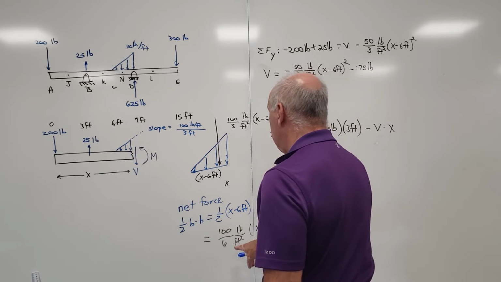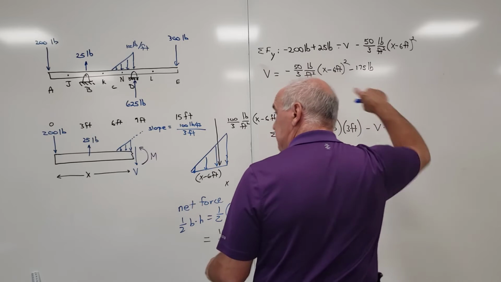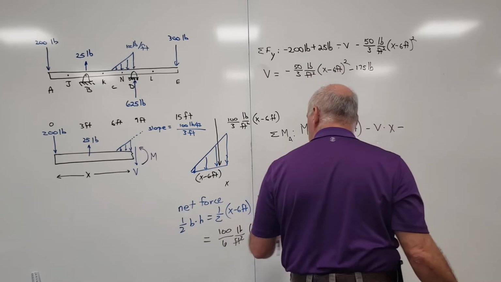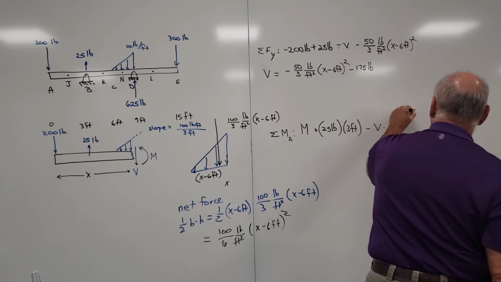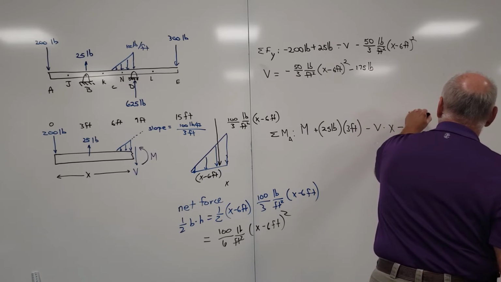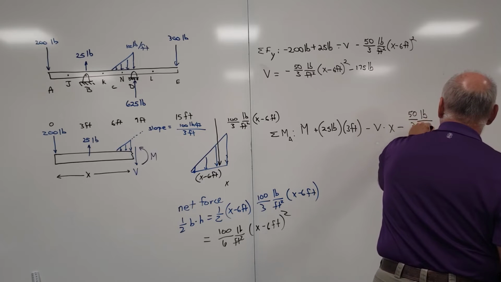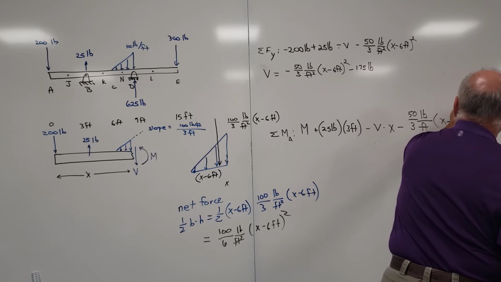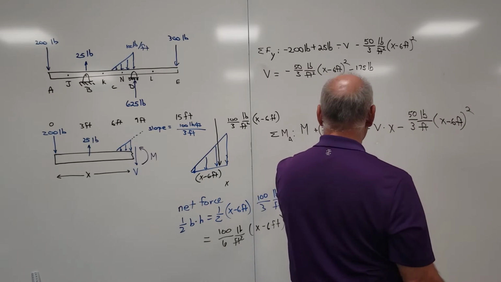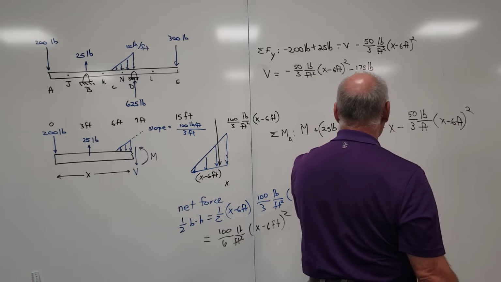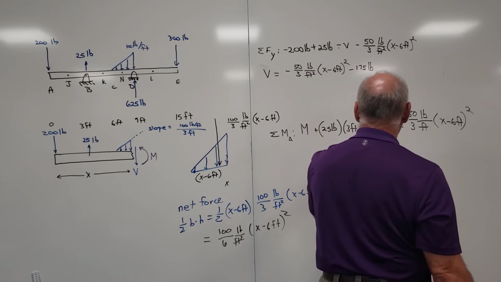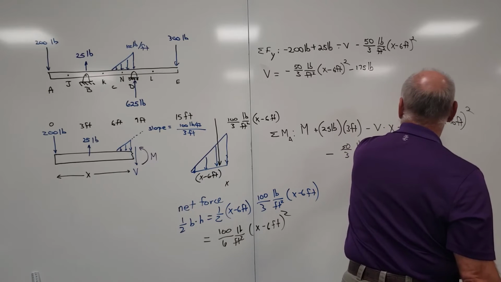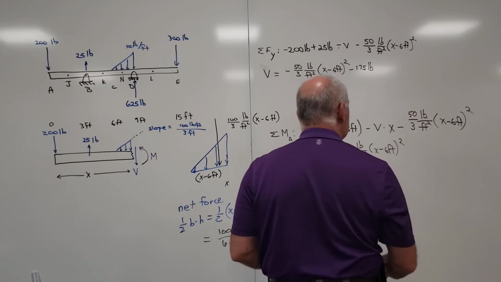So let's go ahead and put that force in, and that's going to be clockwise, right? So minus that force, which is 100 over 6, so 50 over 3 pounds per square foot, and then x minus 6 feet squared. Let me write that down here. I'm going to run out of room over there on the right. And that's squared.